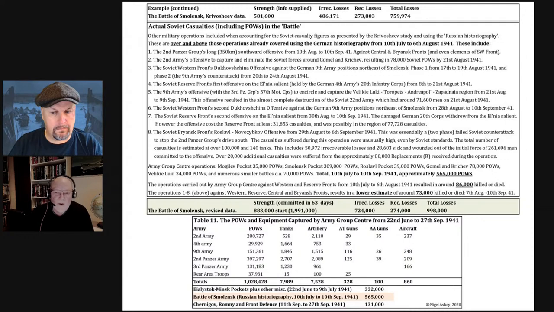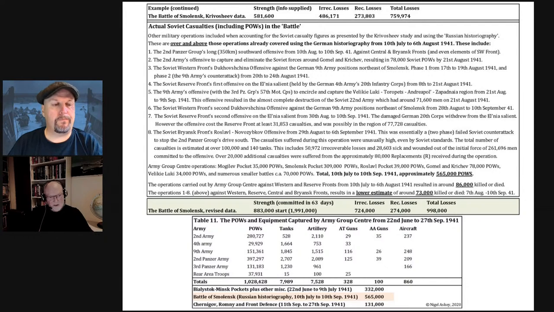So in the German chronology, the German historiography, they talk about the battle ending on around 5th, 6th of August. And the reason is because the Battle of Smolensk in the German historiography was the second phase of their attack towards Moscow.